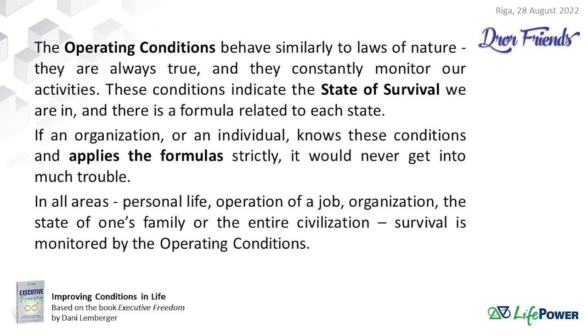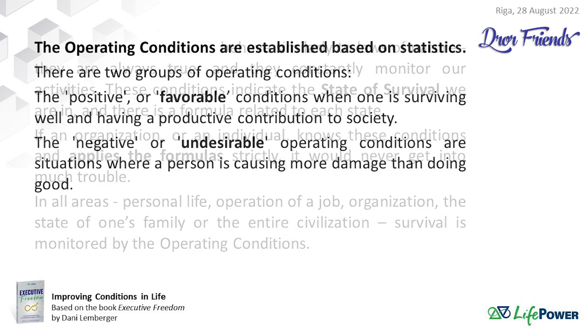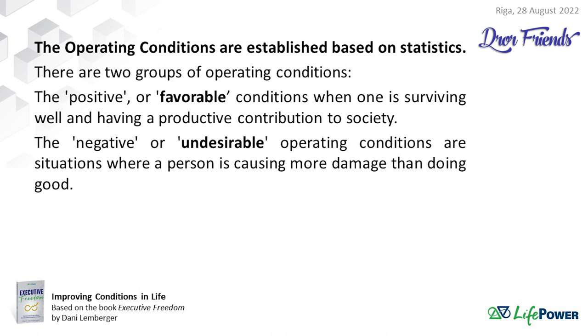In each area of life, you can quantify what you're doing, or you can quantify or measure what are the key factors, and from the measurement, you know what is your operating condition. We have two groups of operating condition. We have the good ones, the positive ones, which mean that the person is contributing to society or the business has a positive effect. It's doing something good. We have negative or undesirable operating conditions when a person or a business is causing more damage than doing good.